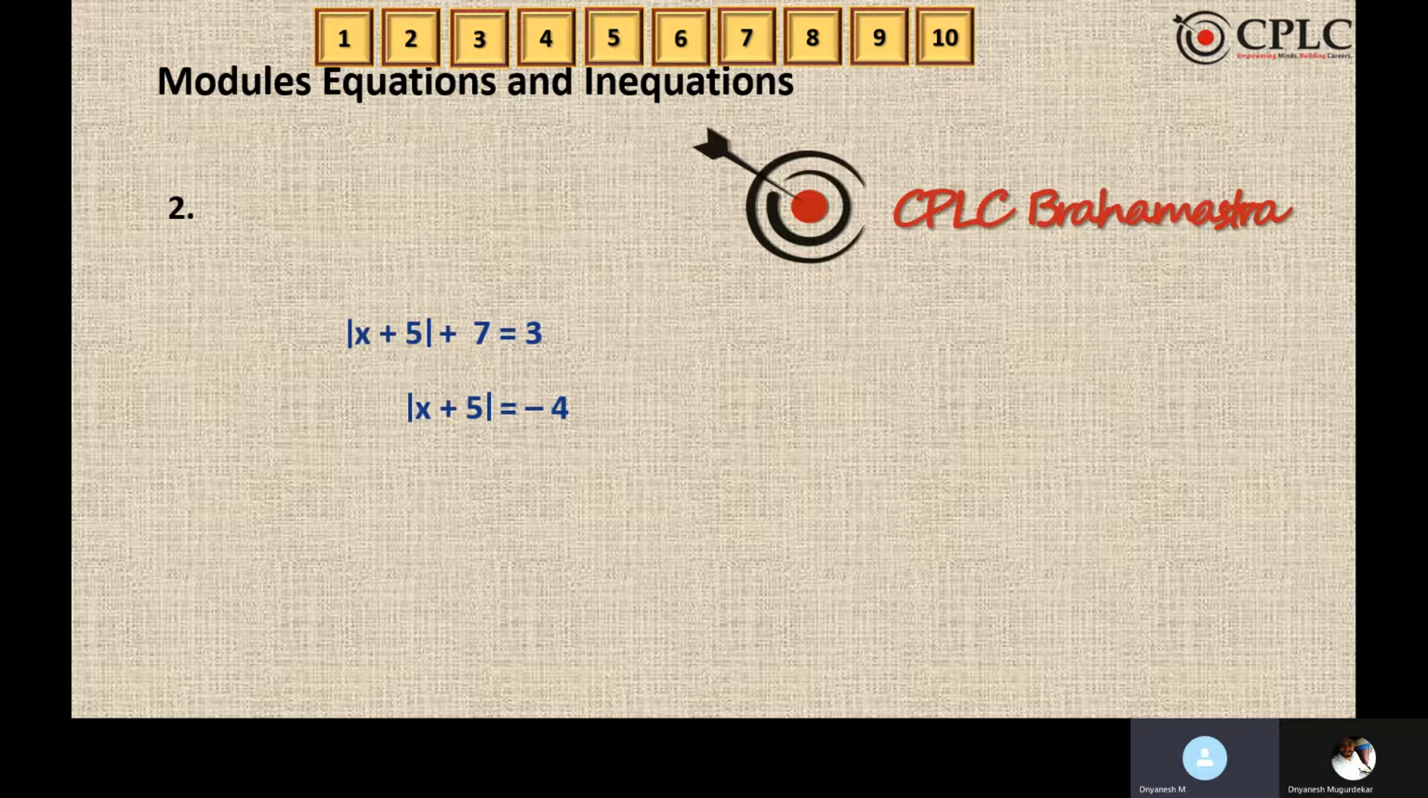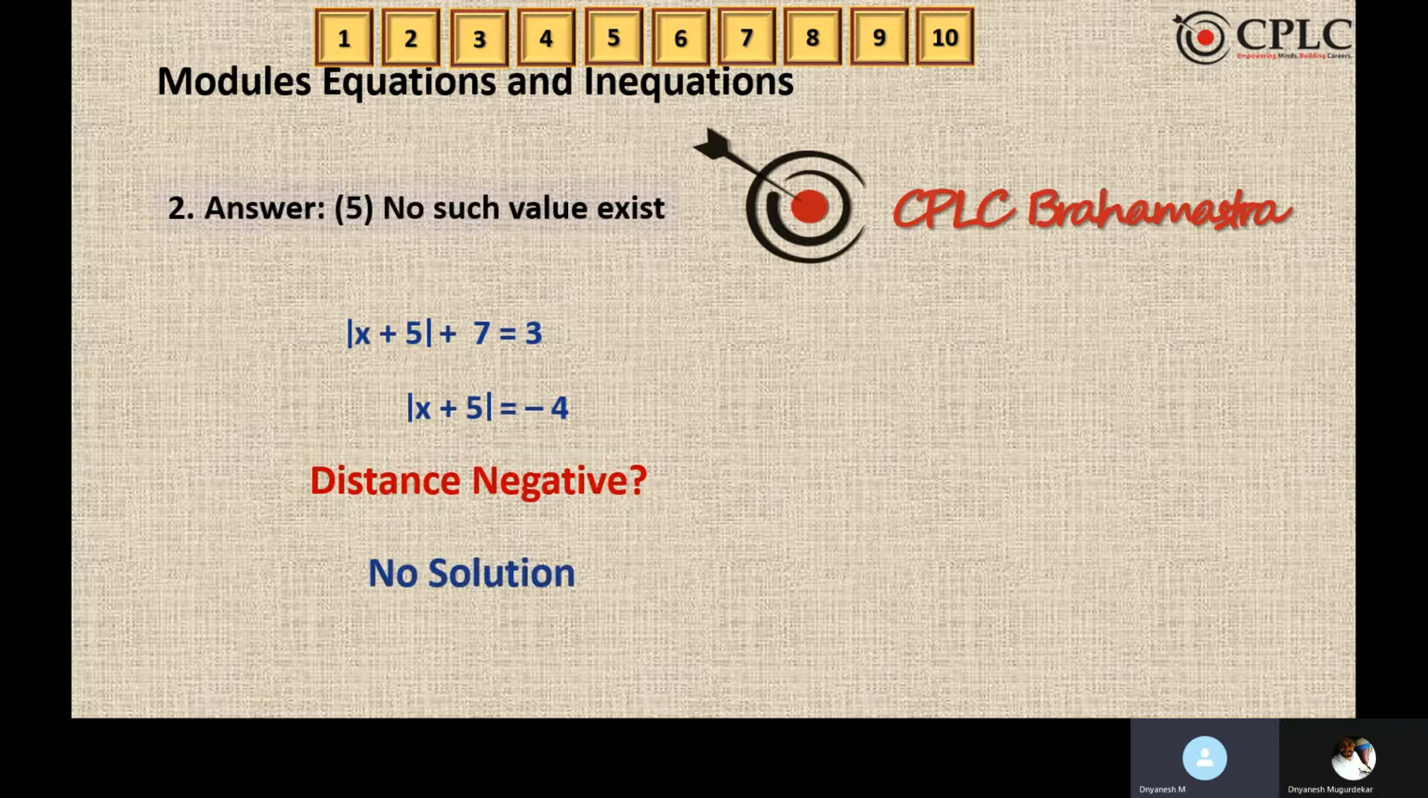So can the distance ever be negative? Obviously not. And only because of that reason, if you're smart enough to pick these kinds of fundamental clues, you will realize the answer in no time without much effort, which is distance can never be negative, and hence no such value of x will exist which will satisfy this modulus equation.